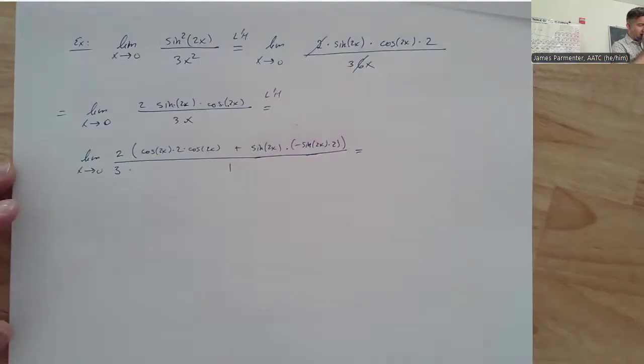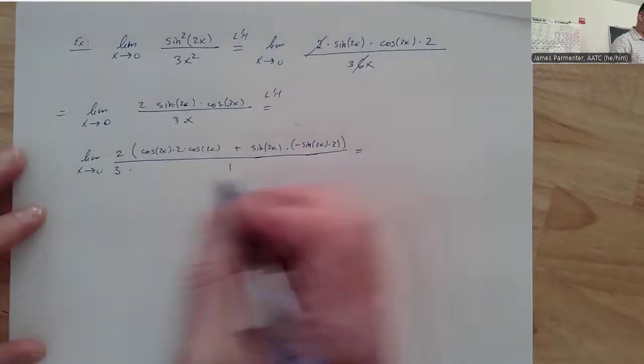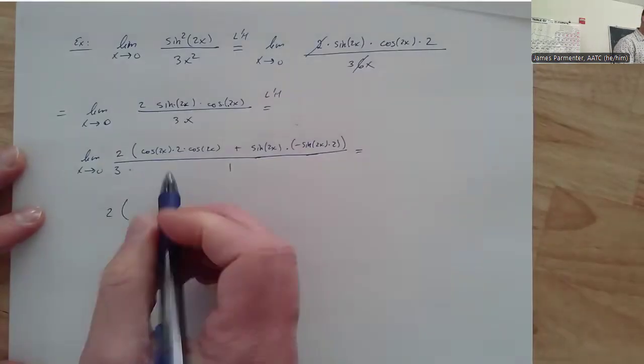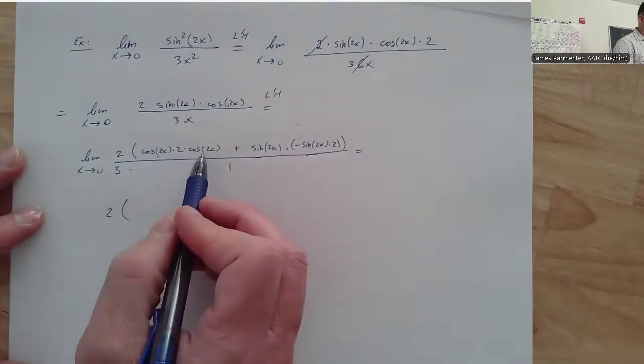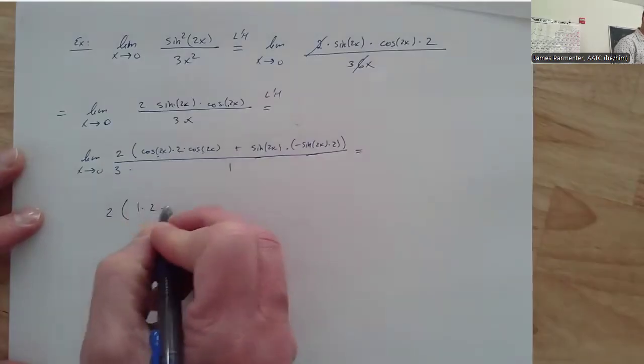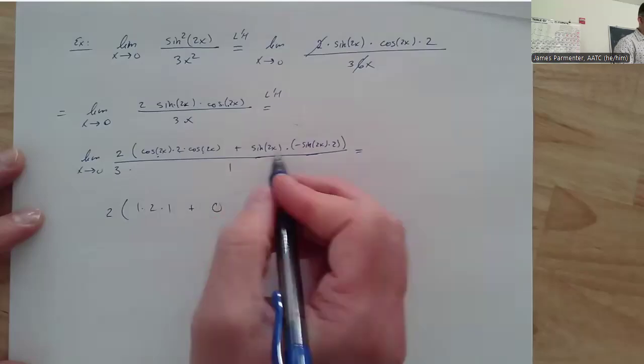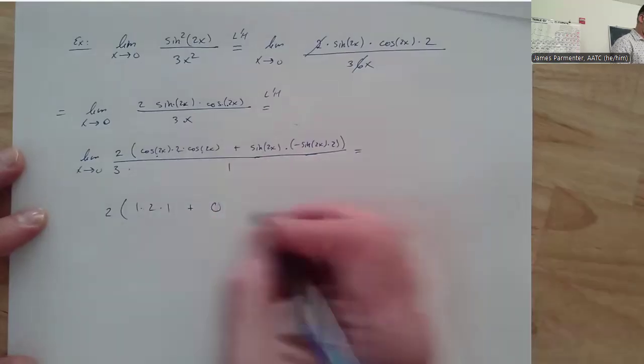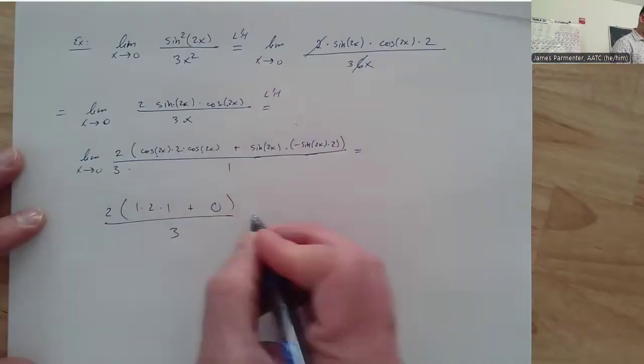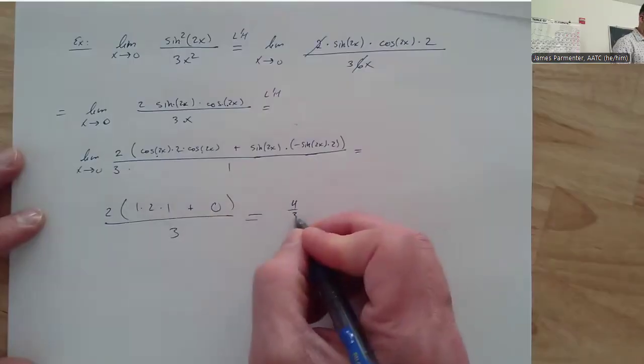If we plug in 0 now, well, first of all, notice I didn't even think about whether or not I could plug in 0 because my denominator is no longer a 0 or an infinity, right? This is definitely not an indeterminate form. I don't have a 0 over 0 or infinity over infinity. So I'm just going to jump straight to plugging in and seeing what I get. I'm going to get on top 2 times cosine of 0 is 1 times cosine of 0 is 1 times 2. So you get 1 times 2 times 1. Well, sine of 0 is 0. I don't even need to think about the rest because it's 0 times whatever. All divided by 3, I get 2 times 2 over 3, which is 4/3.